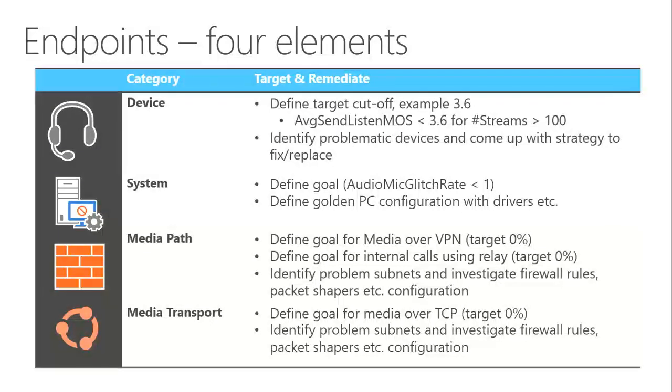Media path, we don't want media over VPN. You just shouldn't be doing that. So we have a target of 0. We do have some customers, that's the only way they'll allow it. They don't have edge, so that target would change then, if that's what they're asking their users to do. We don't want calls relaying off the internal edge. We want calls flowing peer-to-peer, so we identify those for you.